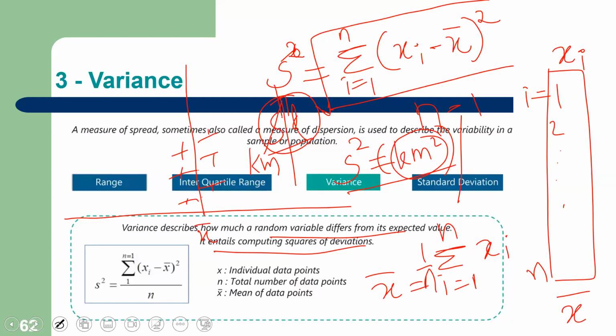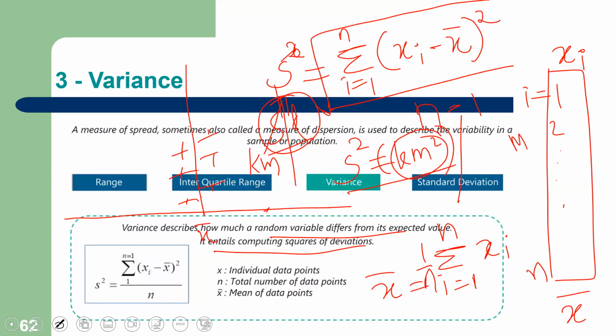If I want to compare kilometers with meters, or maybe some other unit, and see how much the variance is from the mean, it's very difficult because the units are different. I will not be able to compare it. So we can make it unitless by taking the standard deviation. That is the reason the standard deviation is introduced: just putting a root on that, so that you are making it unitless.